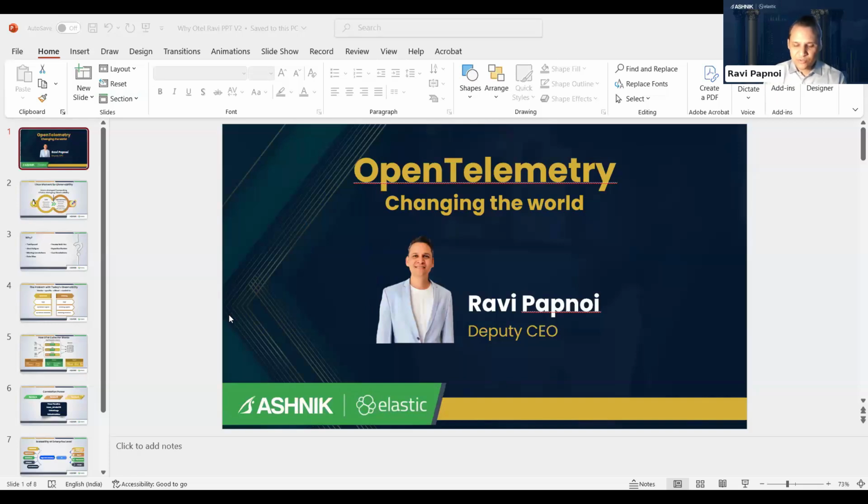And today I'll talk a little bit about the OTEL revolution and the role we see for OTEL in the observability space.